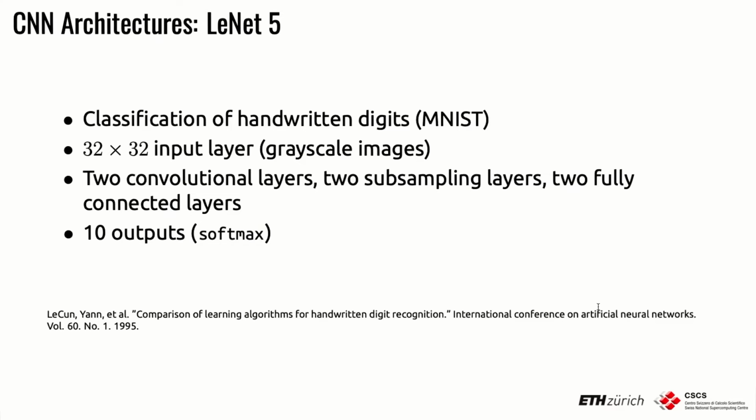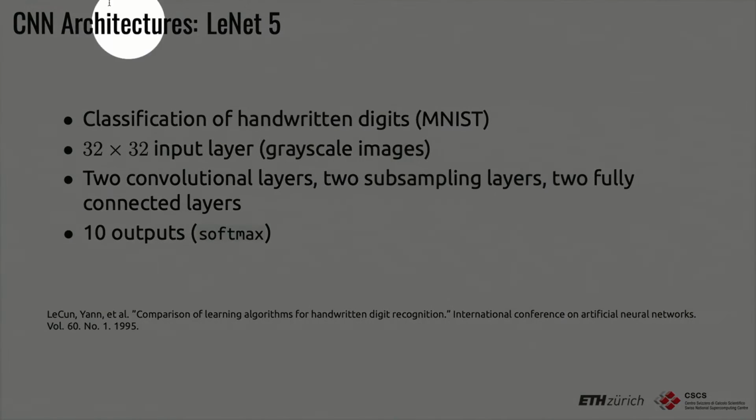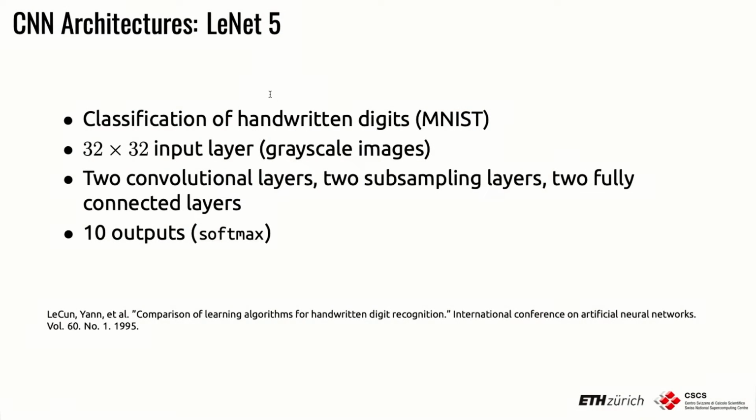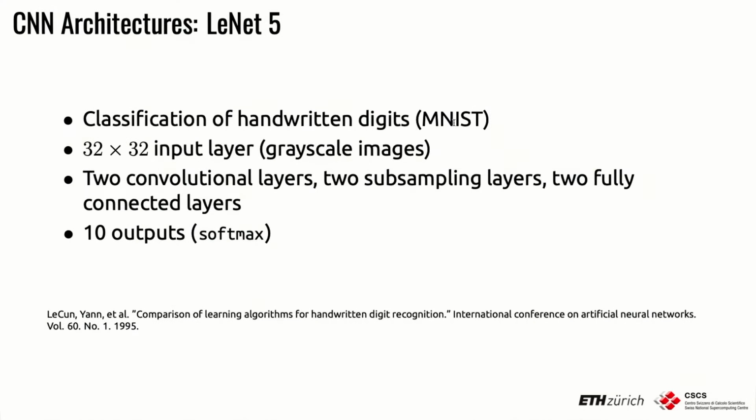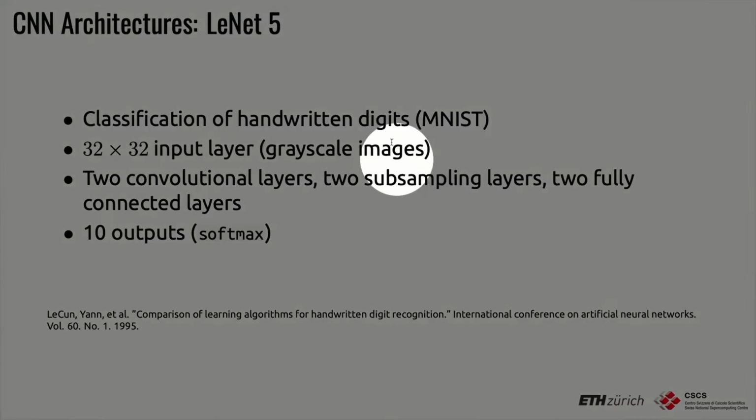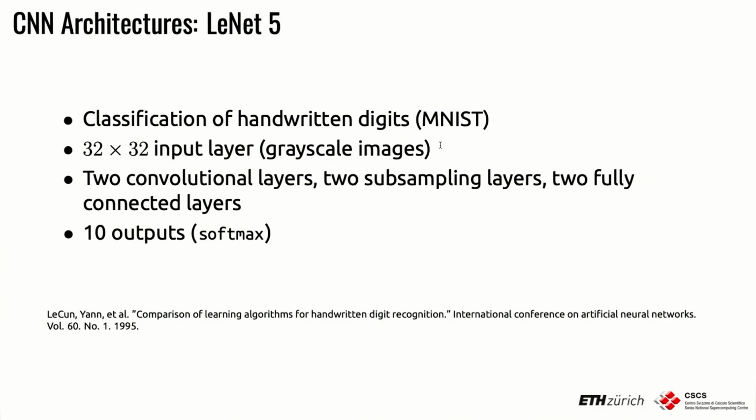So now we can go through a bit of history of CNN architectures. We will not see all of them because there are so many. But one of the first ones was the LeNet-5 architecture. It's quite old, actually, from 1995. And it was designed for the classification of handwritten digits in the MNIST dataset, which was very popular, but now is kind of superseded because it's considered too simple.